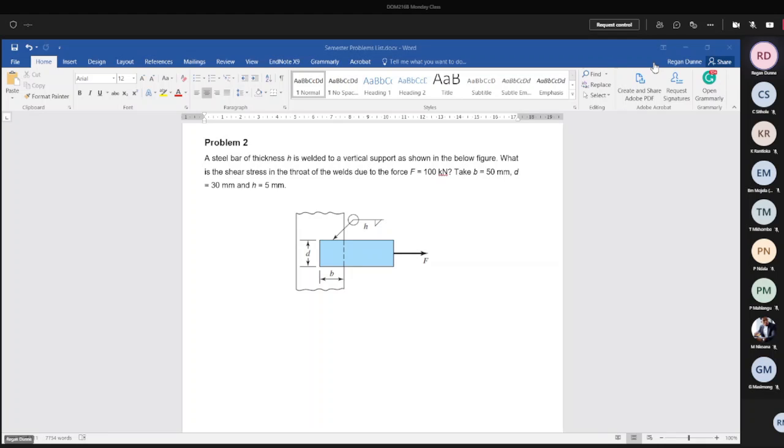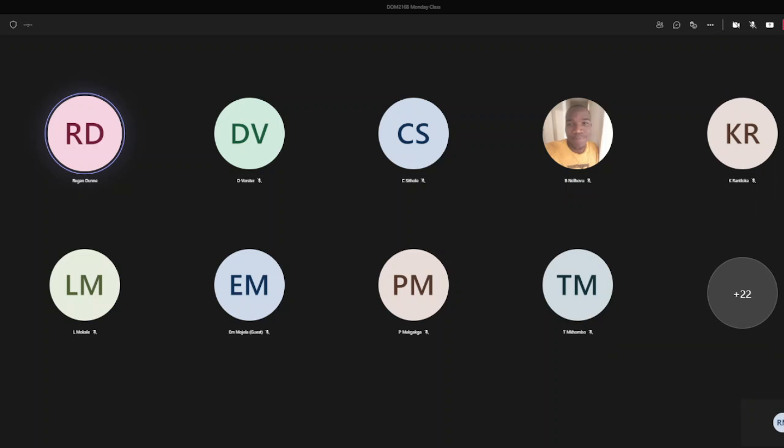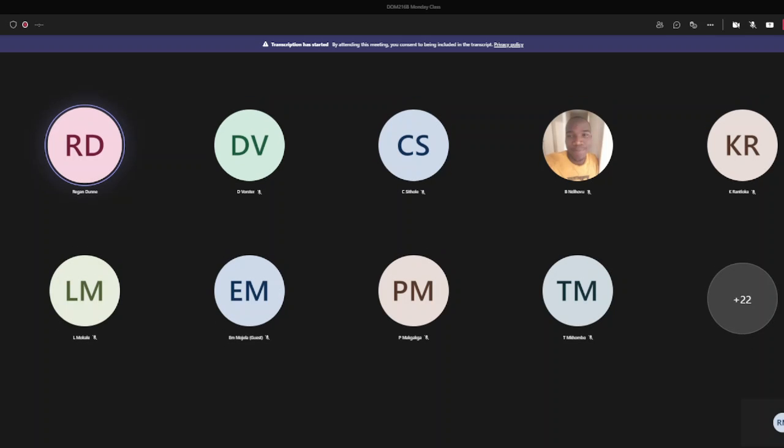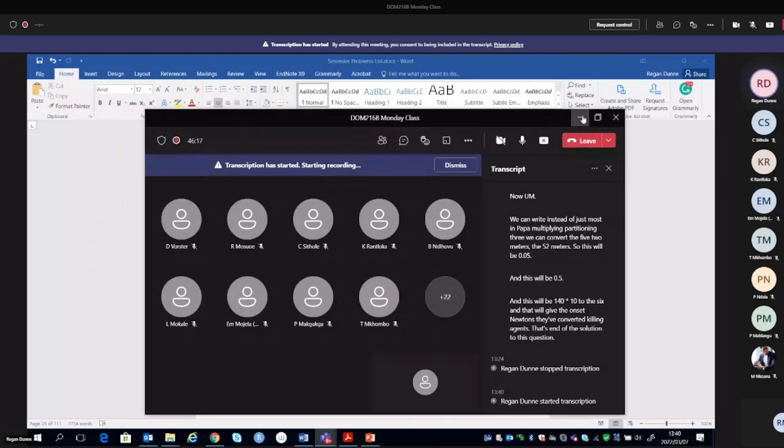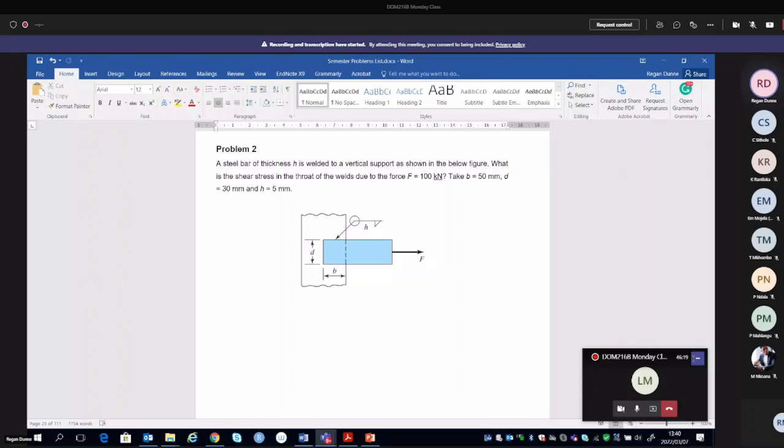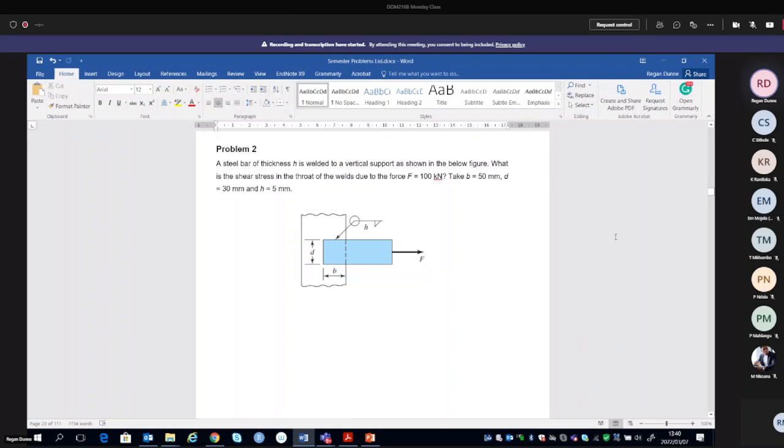All right, let's have a look at the solution for this question. This is the solution to problem 2 from lecture 1, chapter 9.